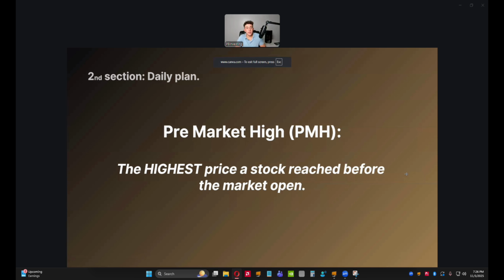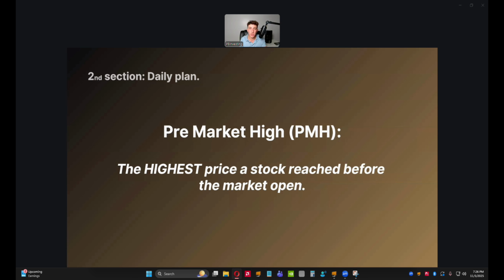So, guys, my whole trading strategy, it's all based off 2 lines. The pre-market high and the pre-market low. The pre-market high is the highest price a stock reached before the market opened. This is always a huge resistance.